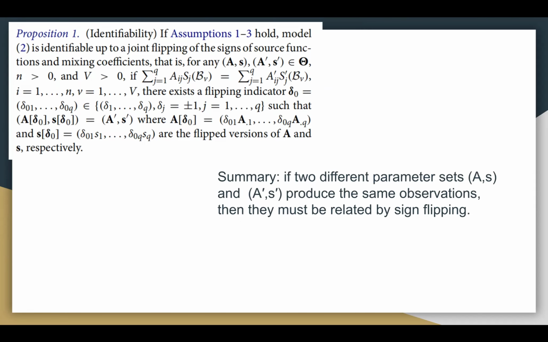I have a question. It must be related by this, like if you flip the sign of the whole thing or only some components. For some components, or the whole thing, so it can be any combination.